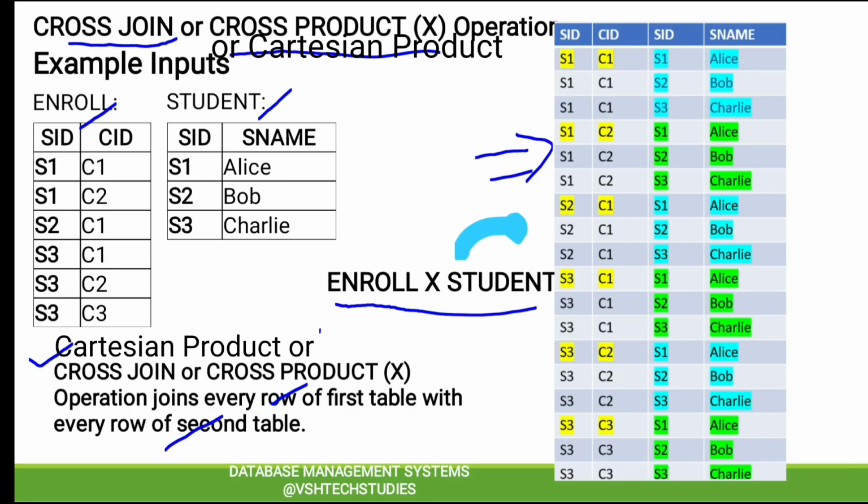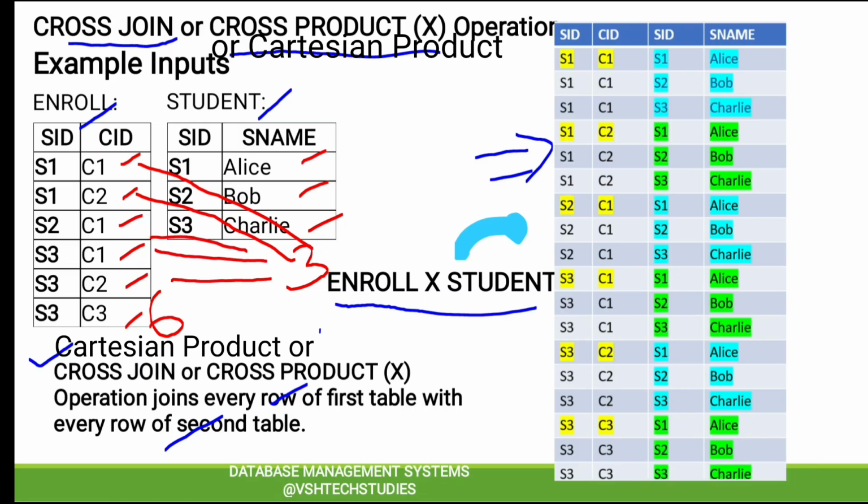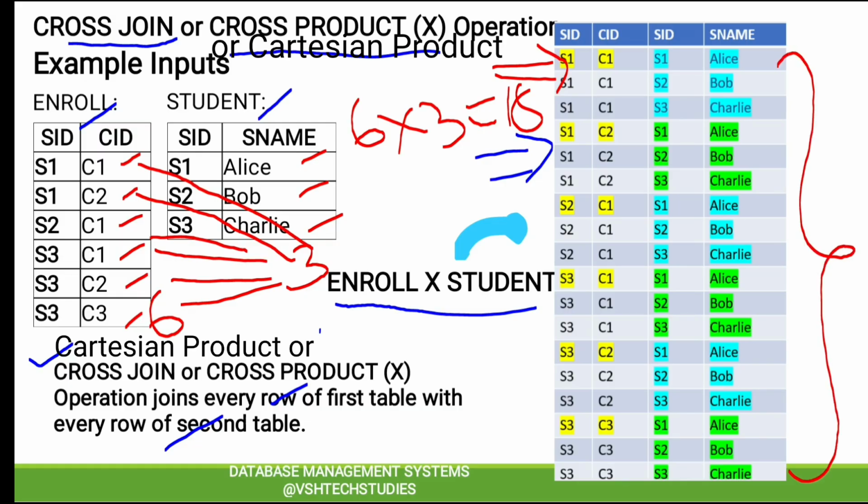So here if you observe, in the first table we have 1, 2, 3, 4, 5, 6. In the second table 1, 2, 3. So here 6 rows, here 3 rows. So the first row is joined with 3 rows, the second row is joined with 3 rows of the second. This way all the 6 rows, when they are joined with the second one, we will have 6 threes are 18 rows in the product relation. So these are the 18 rows which are obtained by the cross product of the enroll and student relations.